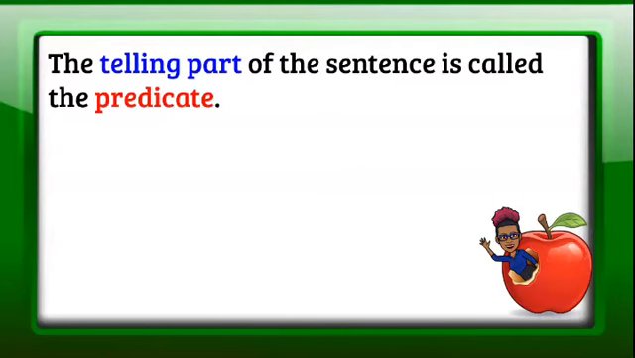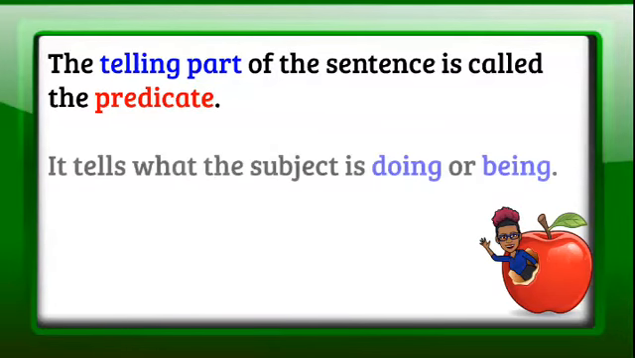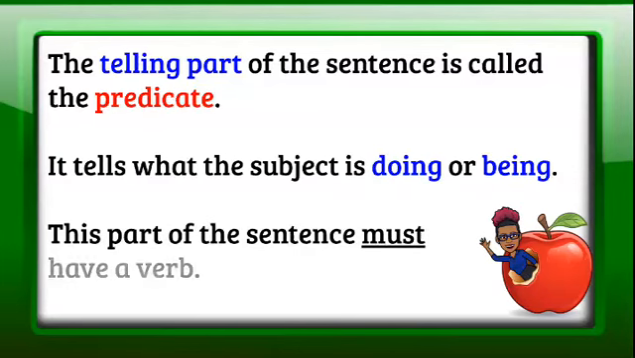Now let's look at the telling part of the sentence. And the telling part of the sentence is called the predicate. It tells what the subject is doing or being. This part of the sentence must have a verb.